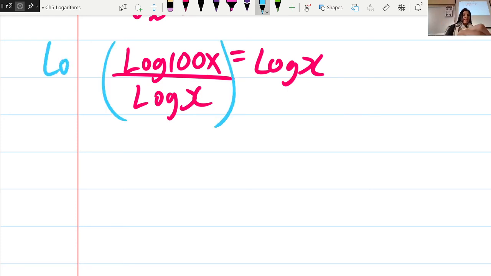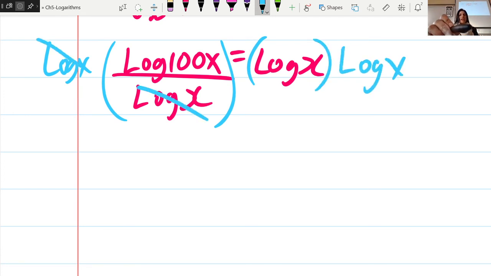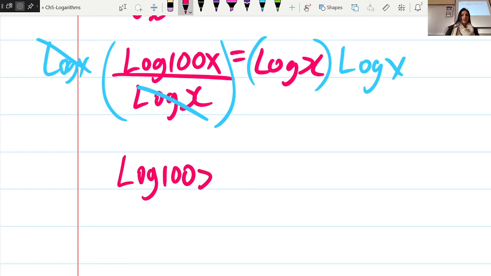Multiply both sides by log x, because at least that will allow us to get rid of that. At least that will allow us to do log 100x equals, what is log x times log x? We only once briefly looked at how to write that. Log squared x. This implies that the whole thing is being squared. So it's log x times log x.